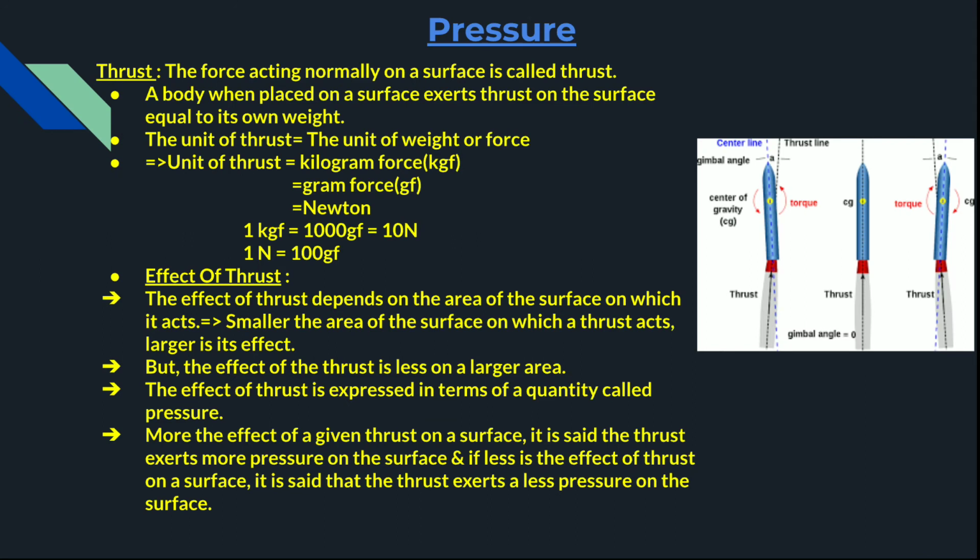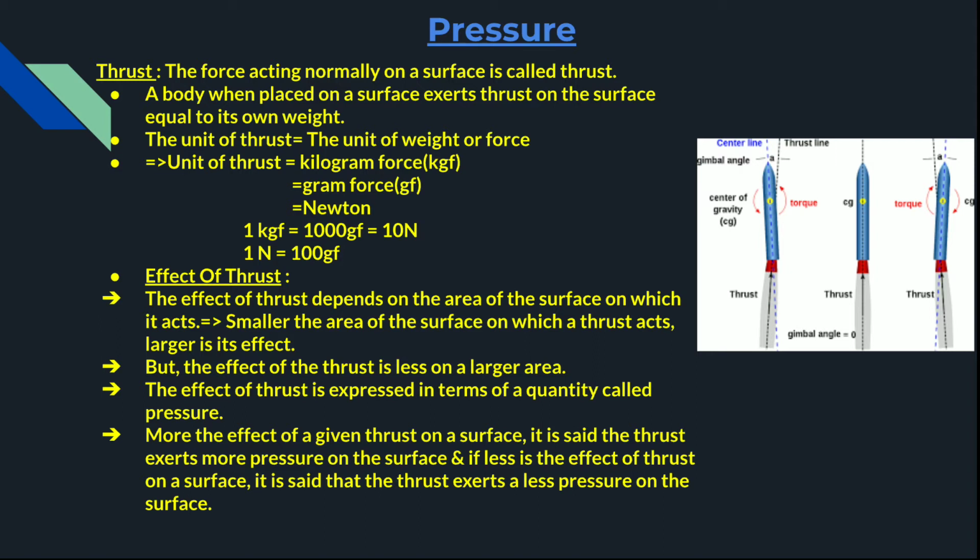Next, we come to pressure. In the case of pressure, first we need to know the definition of thrust. Thrust is the force acting normally on a surface. A body, when placed on a surface, exerts thrust on the surface equal to its own weight. How much weight the body has, that much thrust the body will exert on the surface on which it is placed.